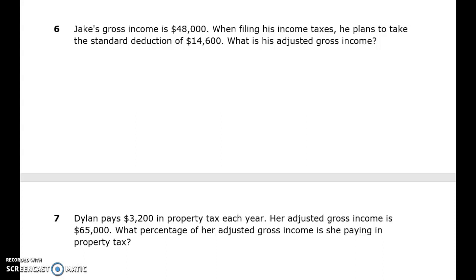Jake's gross income is $48,000. When filing his income taxes, he plans to take the standard deduction of $14,600. What is his adjusted gross income?